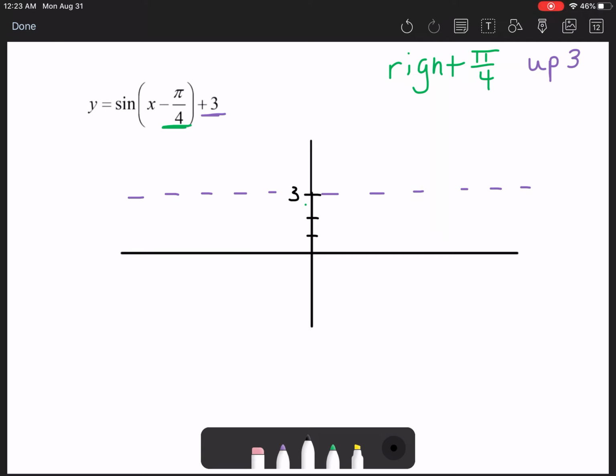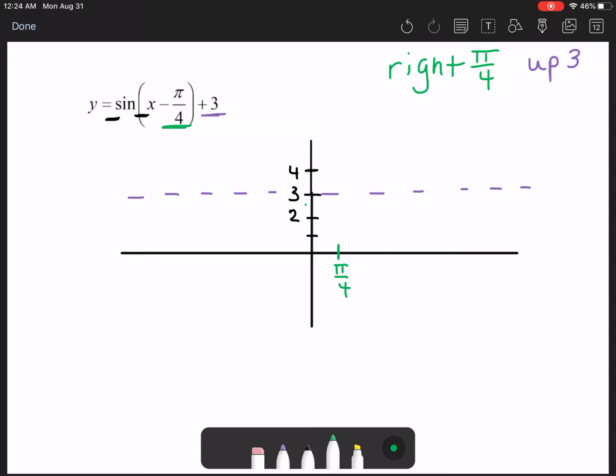Now, my amplitude, still positive, it's just 1, right? Meaning from the midline, we're going to go up 1 and we're going to go down 1. That has not changed. So if we want to label that, we can do 4 and 2 here. Okay, so amplitude is still 1. Also, we don't have anything here in front of x representing a b, which means our period is not changed. Okay, so that's important. So first off, pi over 4 is where we are going to start this.